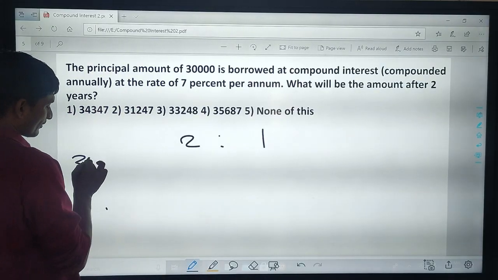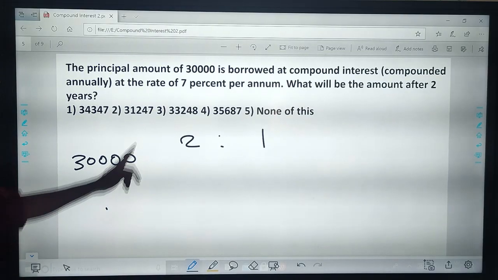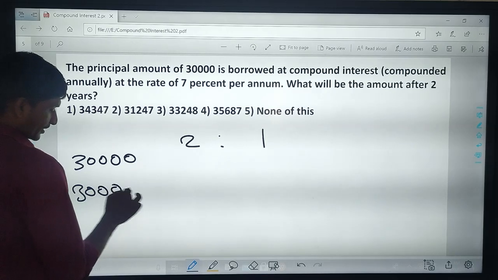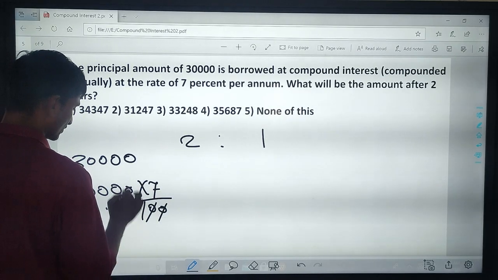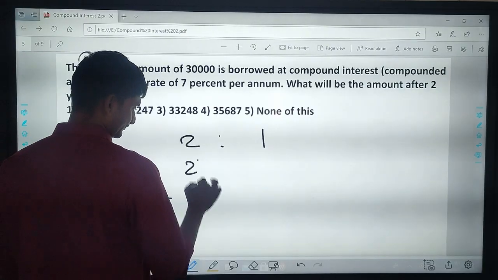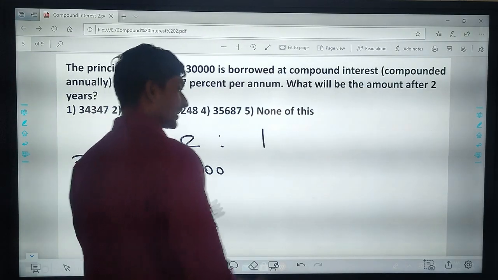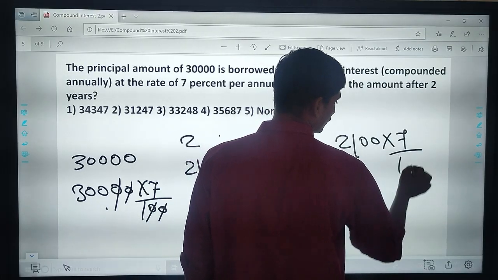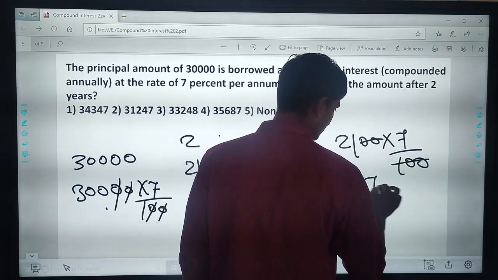Now here your amount is 30,000. We get 7% of 30,000, and 7% of 30,000 is 2100. Now here we get another 7% of 2,100, then it is 147.